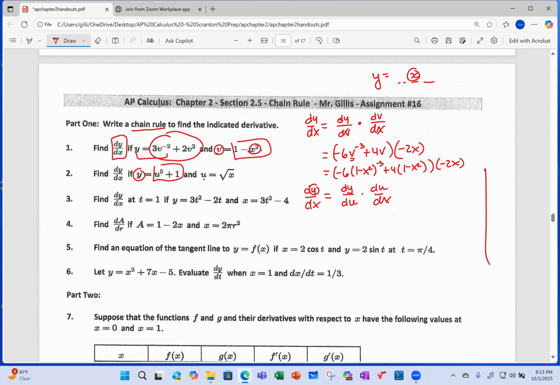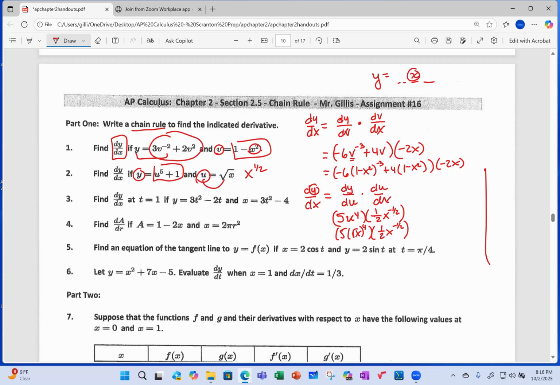The derivative of this with respect to u would be 5u to the fourth, and the derivative of u with respect to x changes to the 1/2 power, drop down the 1/2, repeat the x, and decrease it by 1. And then this is an easy one to swap out. I would just swap out the u and make it root of x to the 4th power, which would only be x squared anyway, times 1/2 x to the negative 1/2.